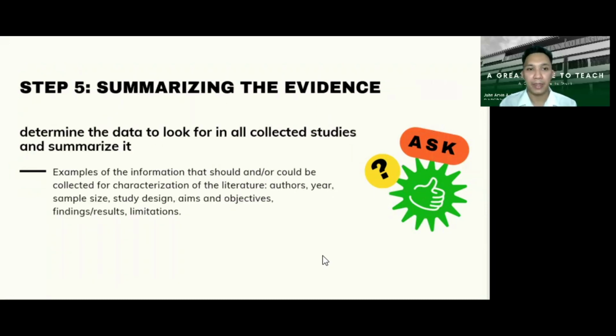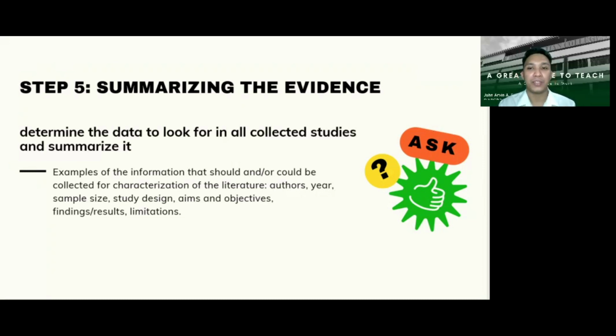Now, with the 5th step, we have to summarize the evidences, in which it determines the data to look for in all collected studies and summarize it. This is also called thematic arrangement of the gathered literature.